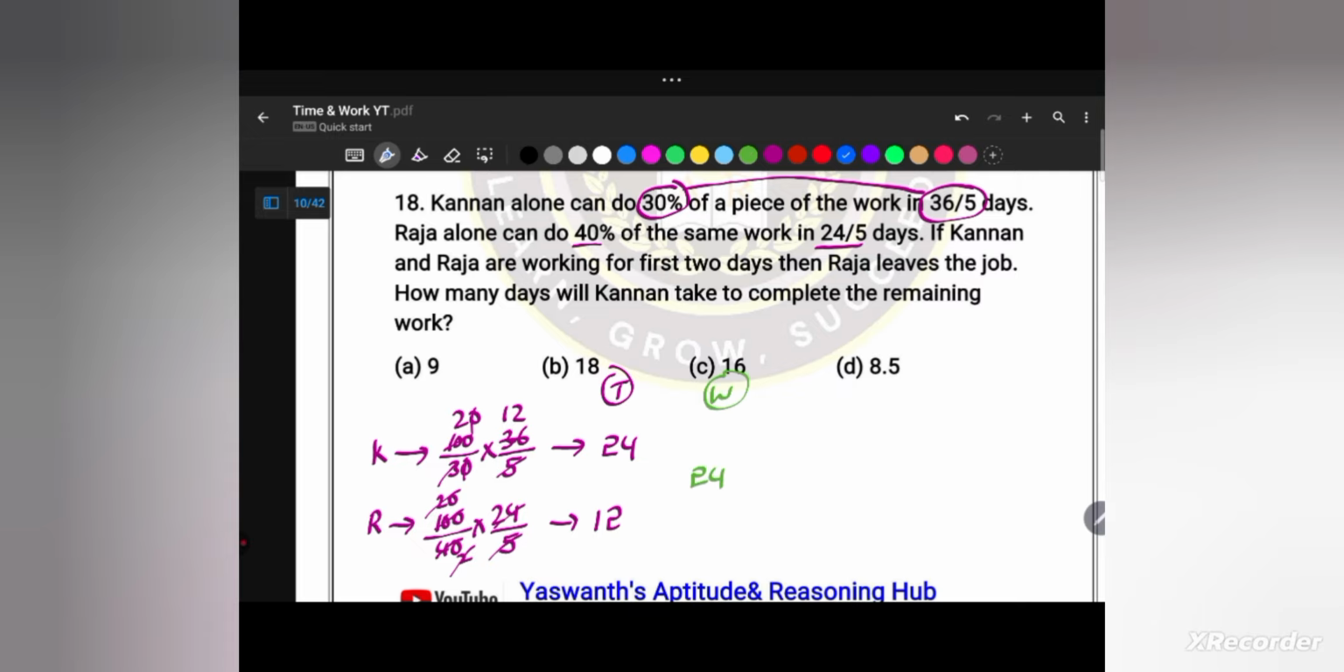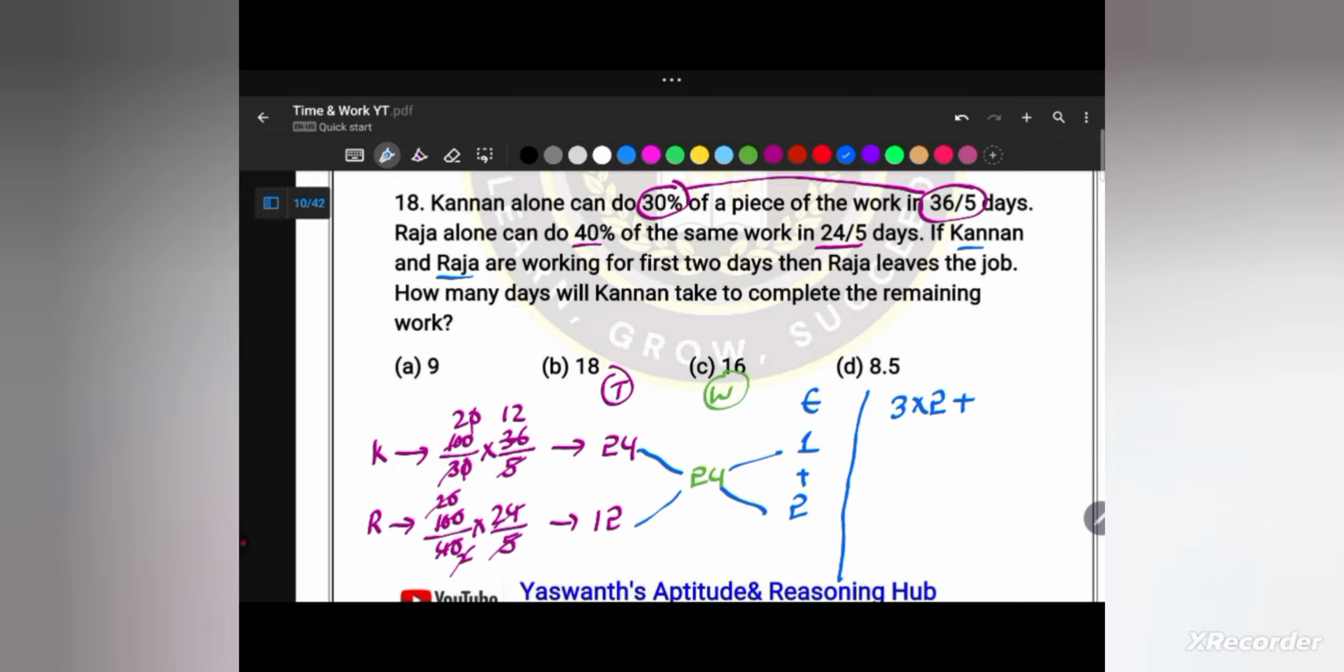Now the next step will be finding the efficiency. Efficiency of Kannan will be 1 unit per day, whereas Raja will be 2 units. Now the question says that Kannan and Raja are working for the first 2 days. Combining the efficiency, 1 plus 2, it will be 3. They are working for 2 days, so 6 units of the work is done.